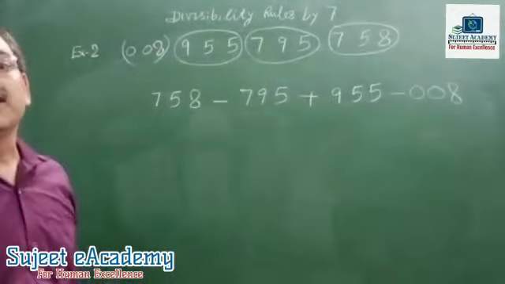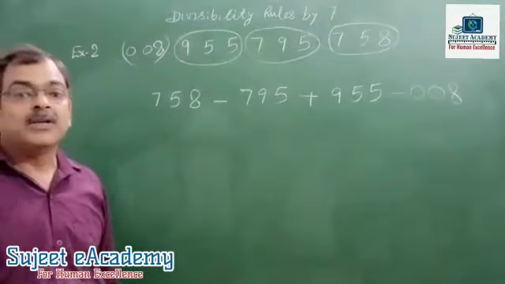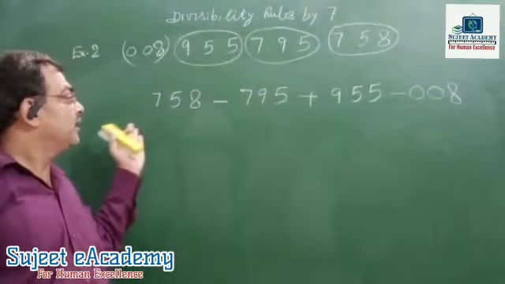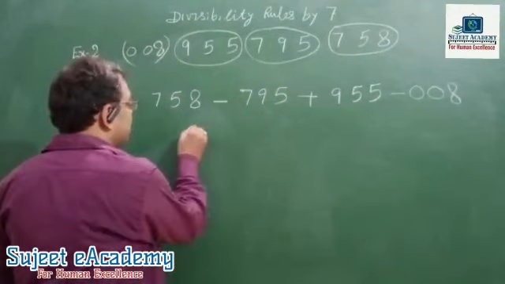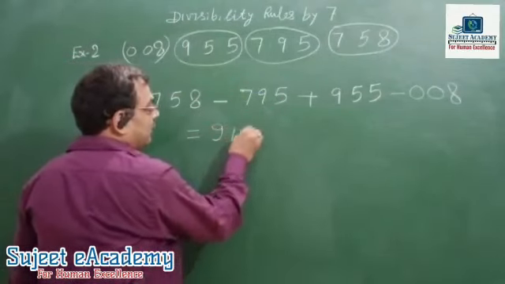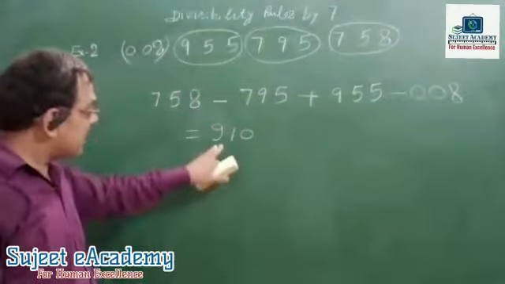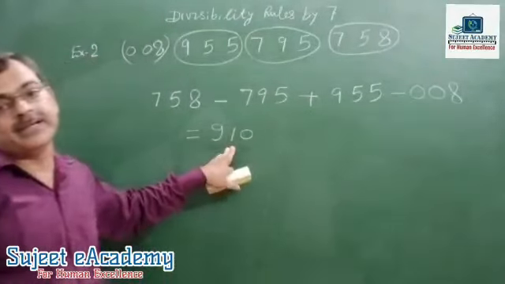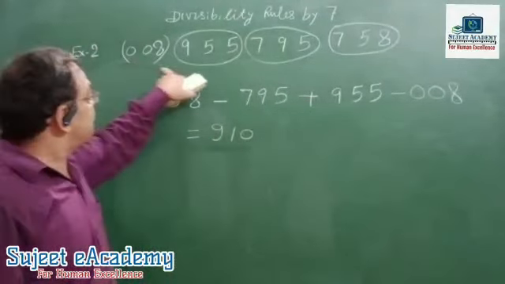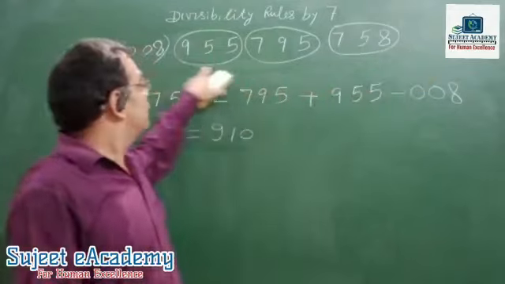Now you check the final result. What is this result? 910. I see that this number is divisible by 7. So this big number is also divisible by 7.